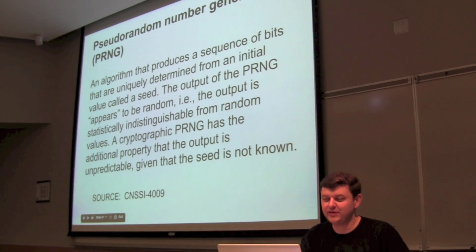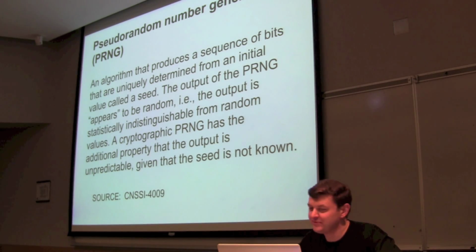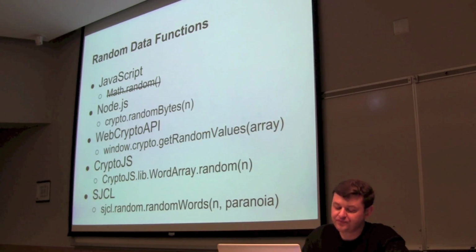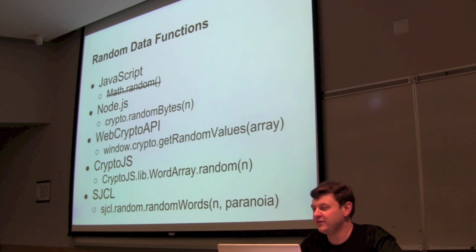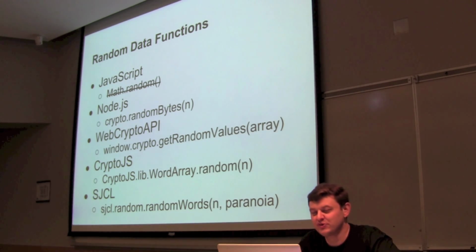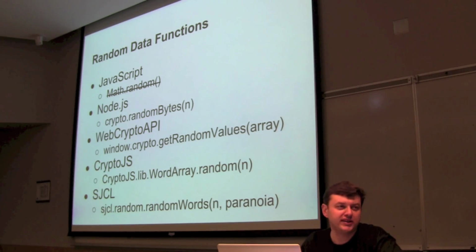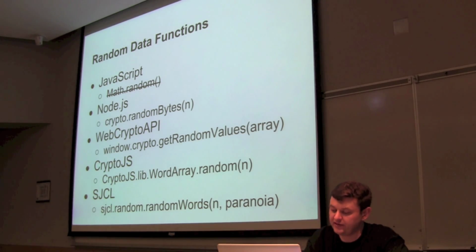All right, pseudo-random number generator. Basically an algorithm that makes something random. I won't read through that. Now, random data functions. JavaScript's got Math.random, don't use it. Okay? Crossed out. Node.js has got crypto.randomBytes. The proposed WebCrypto API has got getRandomValues. This one is actually implemented in Chrome today, even though the rest of that W3C spec isn't. CryptoJS has got a way to get a random object, and so does the Stanford library.